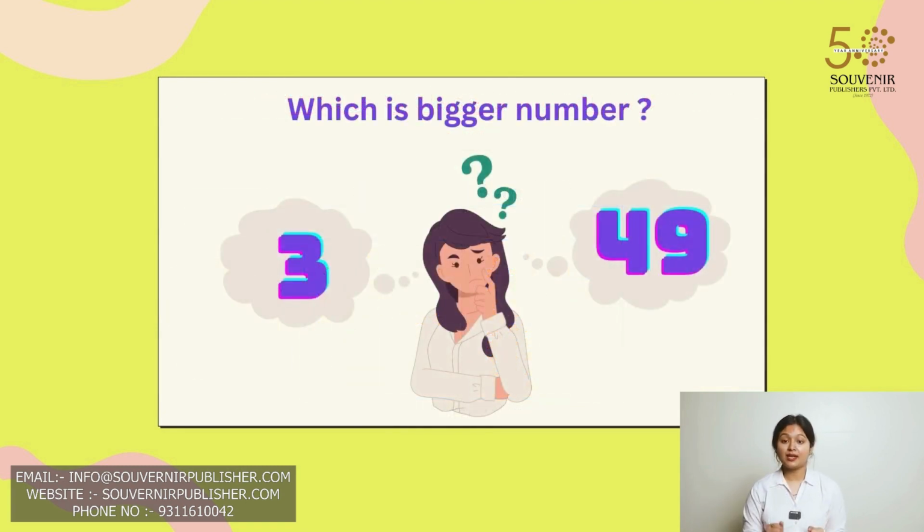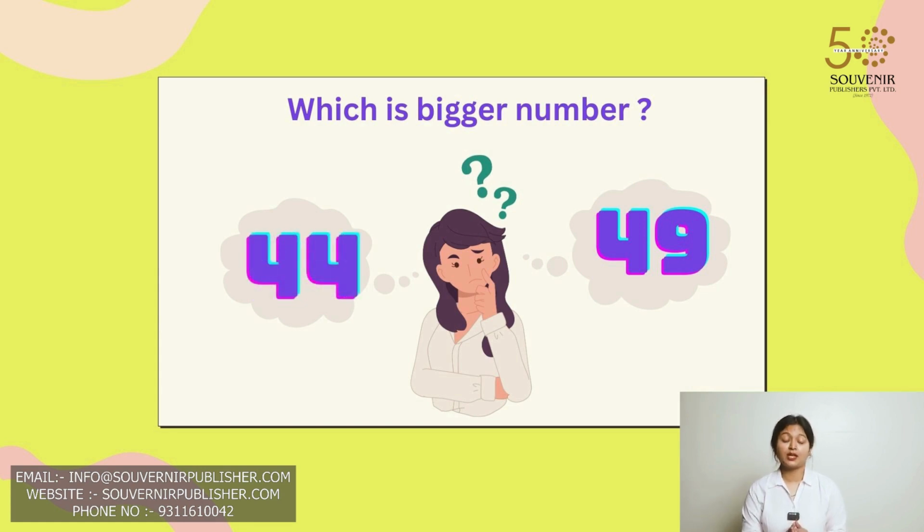Now let's compare these numbers on the basis of our learning. We have 3 versus 49. Which one is going to be greater? Correct. That is going to be 49. Now let's move forward to compare a few more numbers. We have 23 and 49. Which one is going to be greater? We are going to compare the tens place. Here 4 is greater than 2. Then our number 49 is going to be the bigger number.